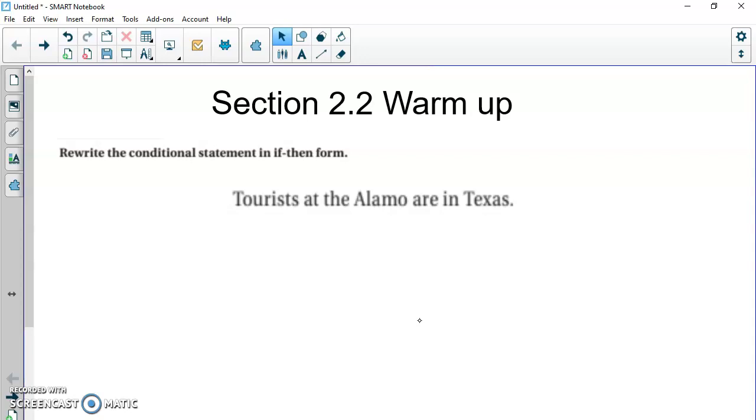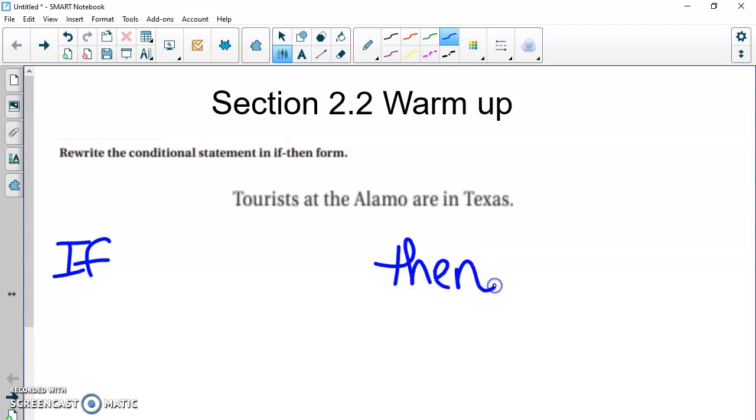Alright, so looking at this statement here: Tourists at the Alamo are in Texas. So we want if something, then something else. So the hypothesis: tourists at the Alamo. So if they're at the Alamo, then they're in Texas.